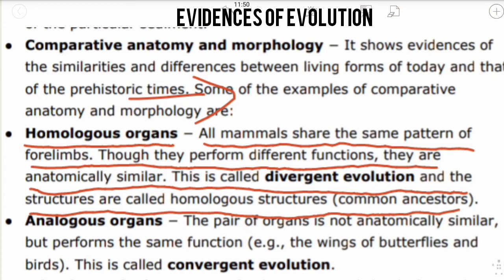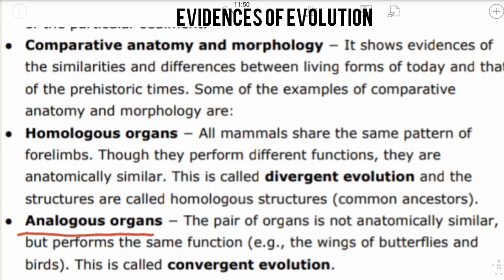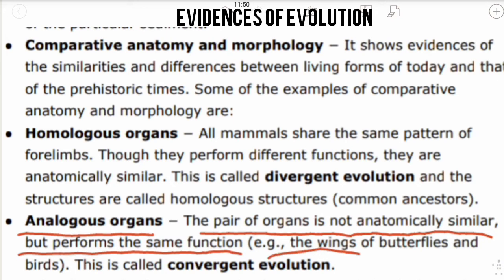Next point. Analogous organs. The pair of organs is not anatomically similar but performs the same function. Example, the wings of a butterfly and birds. This is called convergent evolution. So analogous organs are organs having different anatomical structure but performing the same function. Take for example the wings of a butterfly and the wings of birds.